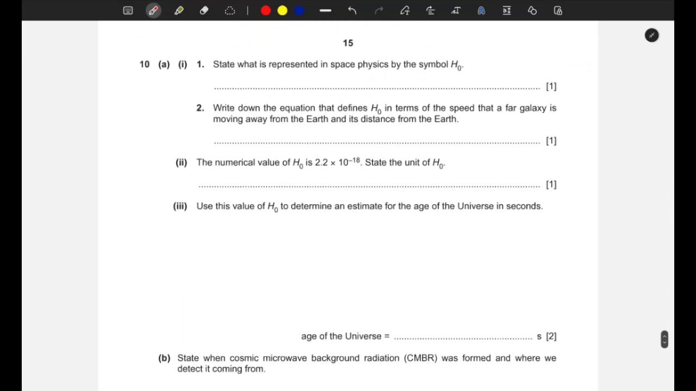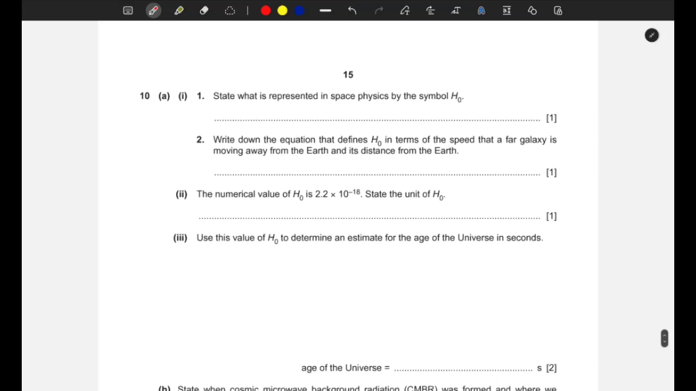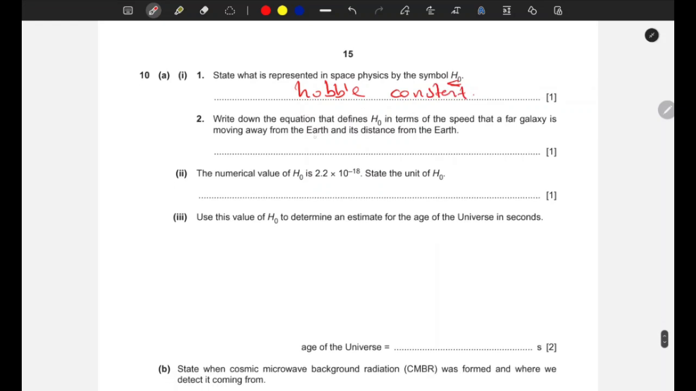Number 10, and I believe this is the last question. State what is represented in space physics by H0. So this is Hubble's constant. Write down the equation that defines H0 in terms of the speed that a far galaxy is moving away from the Earth and its distance from the Earth. So it's speed and distance. So Hubble's constant is speed over distance. That's the formula for Hubble's constant.